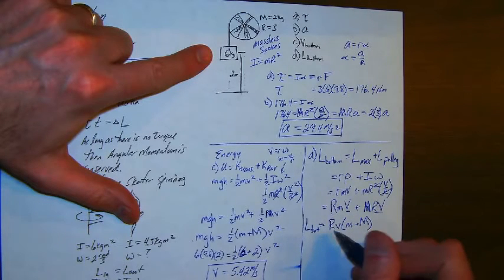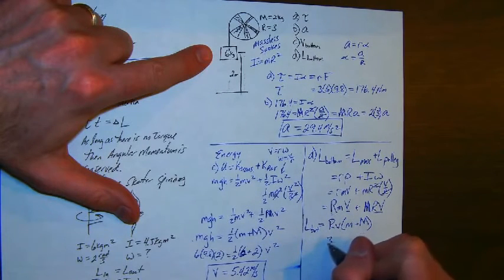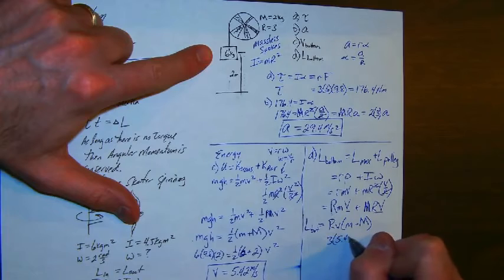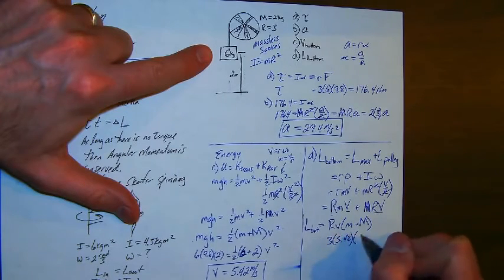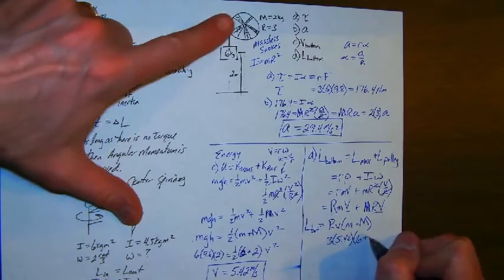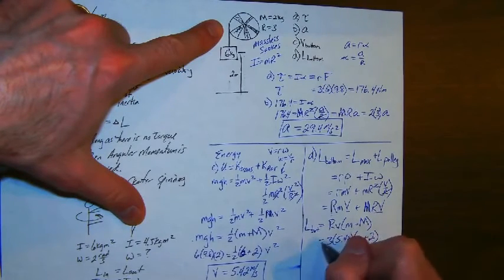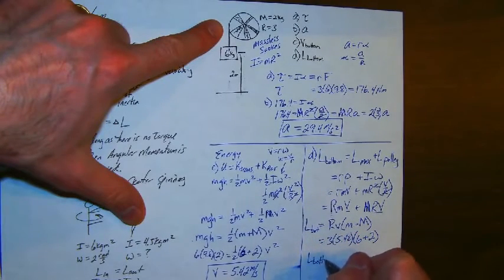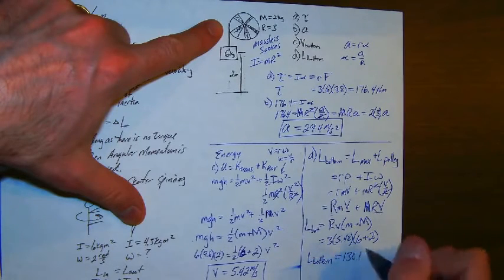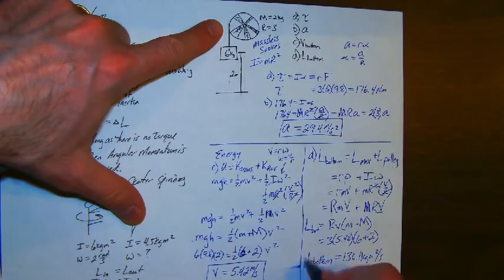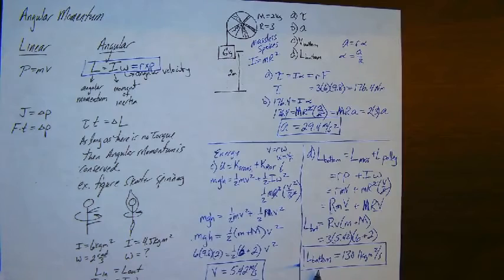And now I can plug in values. I know my radius is 3. I know my velocity is 5.42. I know that the mass falling is 6, the mass of the pulley is 2, and I can plug all of those numbers in to find out that the angular momentum at the bottom is 130.1 kilogram meters squared per second. Now, you might say, why did we have to say the angular momentum at the bottom?